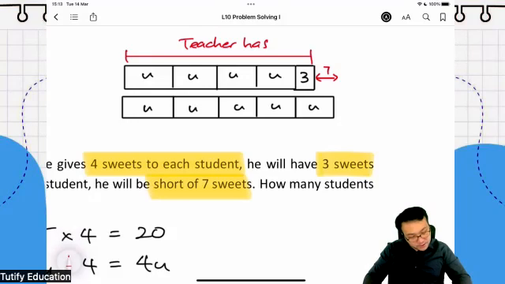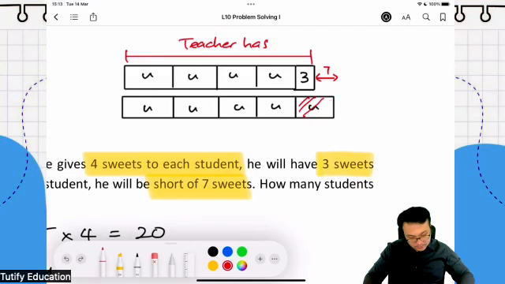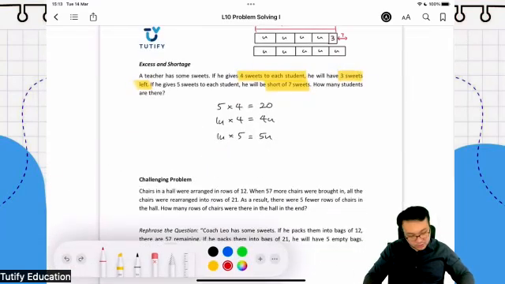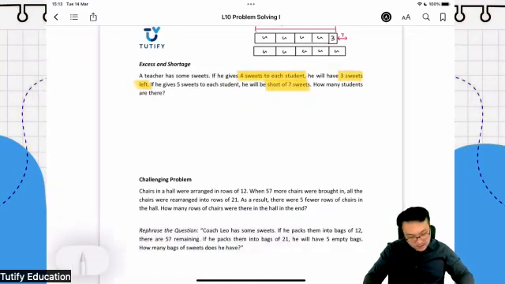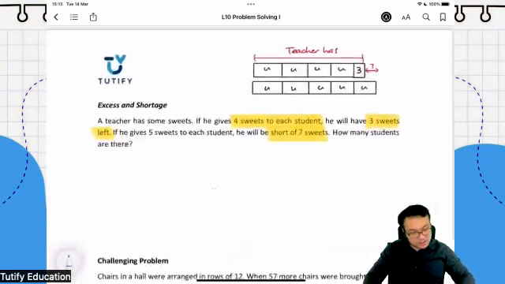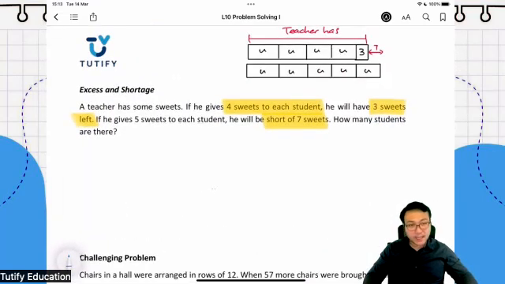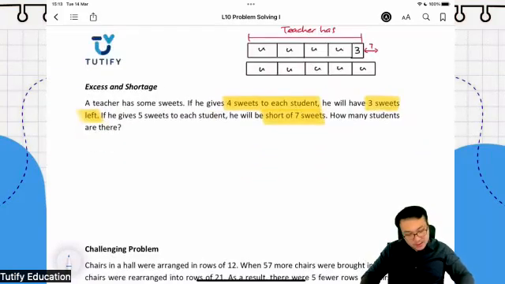So can you find what's 1 unit, Alexis? What is 1 unit? 10. Yes, very good. Okay, so we can say that 1 unit is 10. So that means how many students are there? No need to times. What is, how many students are there?